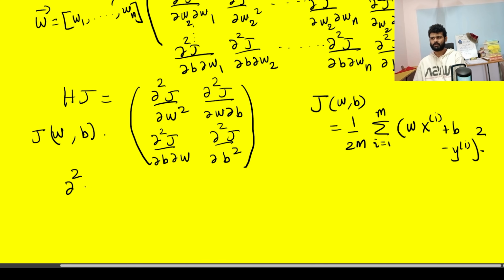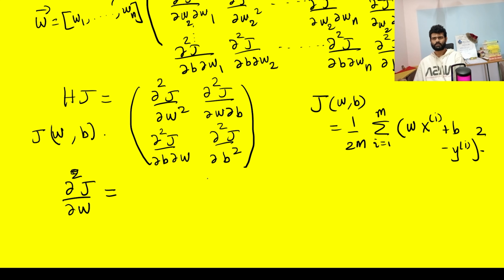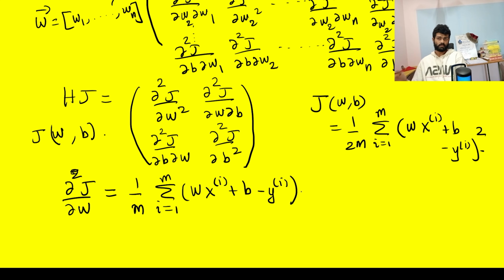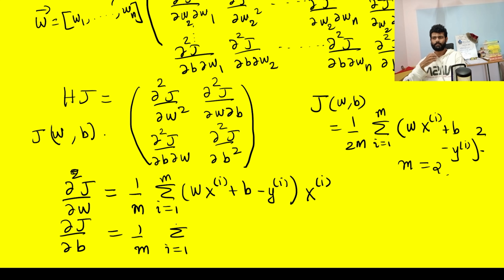Now let's do the derivatives here. Let's calculate the first partial derivative with respect to w. By using the chain rule, you have 1 by m, summation i = 1 to m, of (w xi + b − yi), and then you take the partial with respect to w, so you have the xi term. And m is 2, so keep that in mind. Then let's calculate the partial with respect to b. That will be 1 by m, summation i = 1 to m, of (w xi + b − yi).